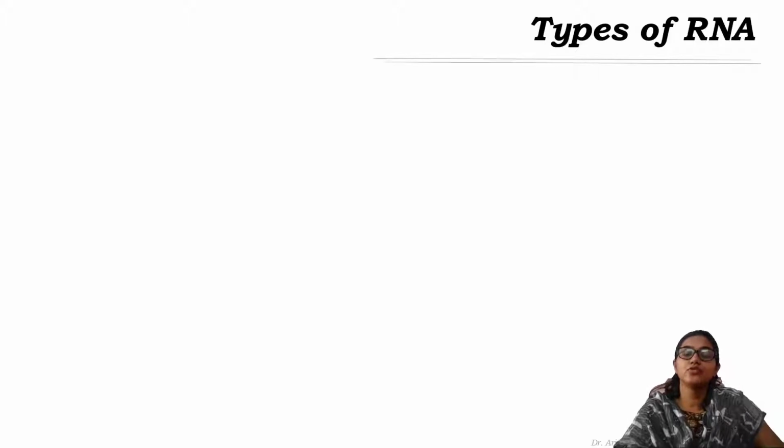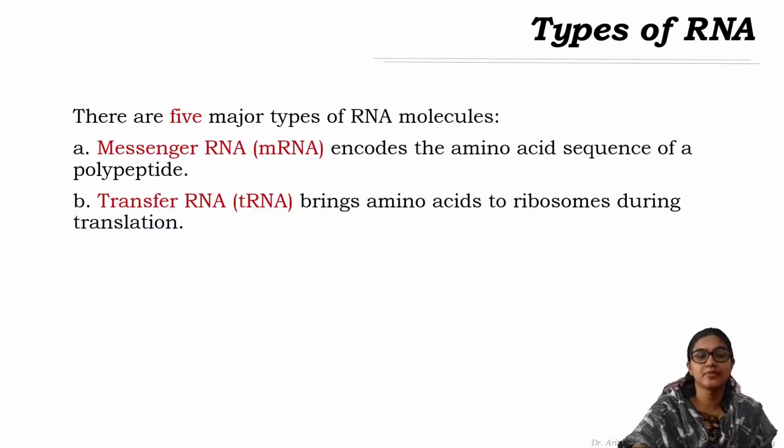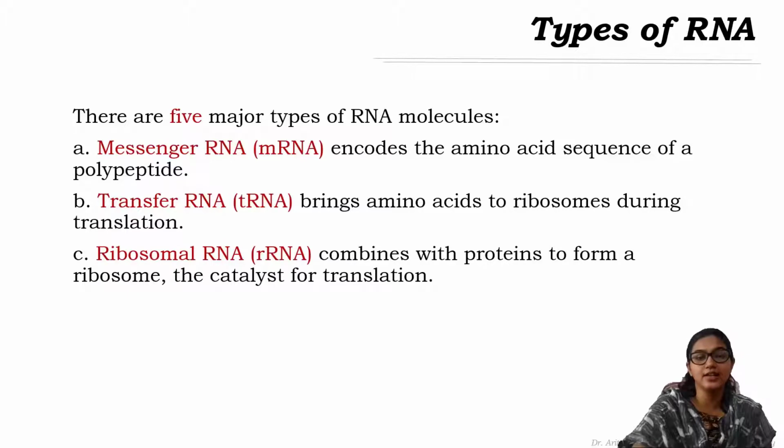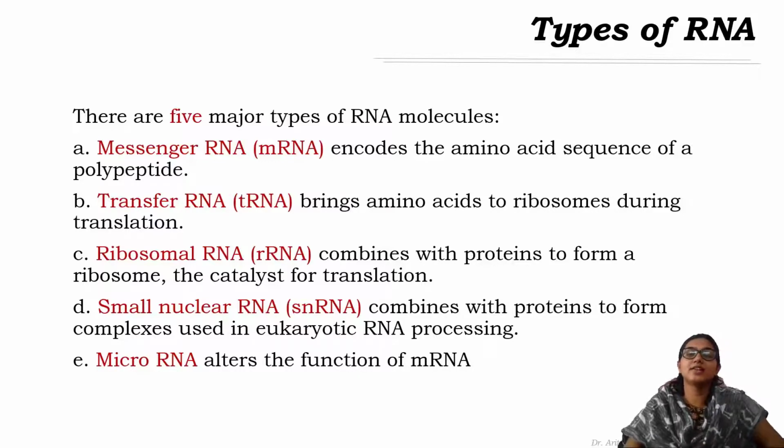Before that we need to know how many types of RNA are there in our body. Let's see, there are 5 major types. These are mRNA, tRNA, rRNA, snRNA and microRNA. You must know what these RNAs are actually doing. So, messenger RNA or mRNA encodes the amino acid sequences for the polypeptides. tRNA or transfer RNA transfers the amino acids to ribosomes during translation or protein synthesis.